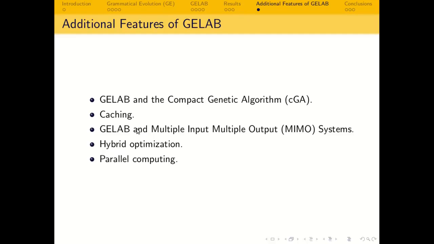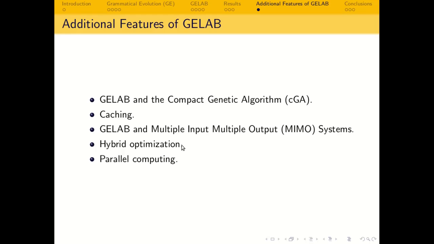Moreover, GELAB also can evolve solutions for MIMO systems. For instance, GELAB is integrated with multi-tree GP, which allows an individual to have multiple trees so that they can output multiple values as opposed to a scalar value, which can be used in evolution of systems such as controllers for unmanned aerial vehicles as well as driverless cars.